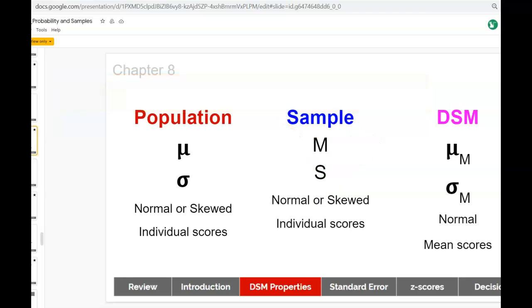For your homework this week, you are still working with z-scores from chapter 6. Those z-scores are used when you have population data or sample data. So you have one individual score, and you're given the population mean, the population standard deviation, and you also have the new z-score. Your new z-score you're going to use when it's asking about the distribution of sample means.